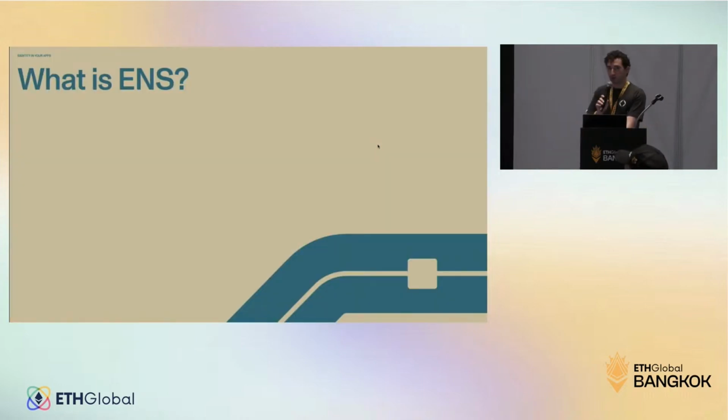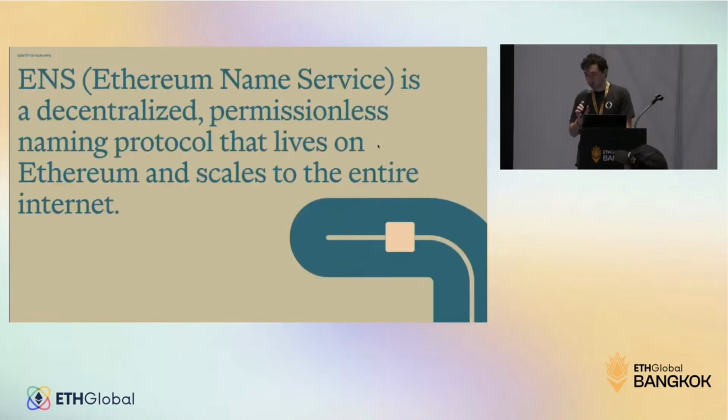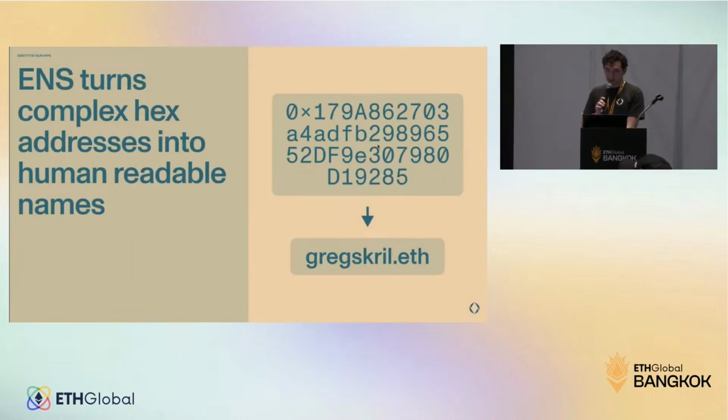So first of all, let's answer the question, what is ENS? The Ethereum Name Service is a decentralized, permissionless naming protocol that lives on Ethereum and scales to the entire internet. Basically, we turn complex hex addresses into human-readable names. Up top, you see my address is 0x179A and so on. Obviously, nobody is going to remember this. It's hard to understand, it's confusing. But instead of that, gregscroll.eth is a human-readable name that people can understand, and it's easy to send assets to or represent me on-chain and online.